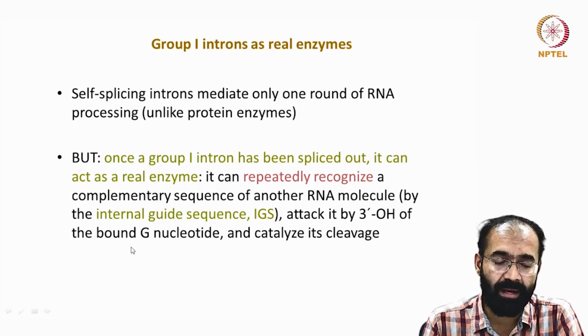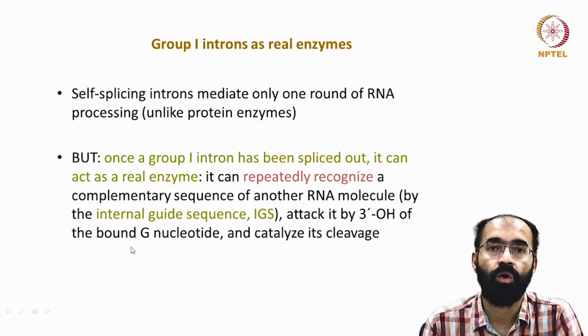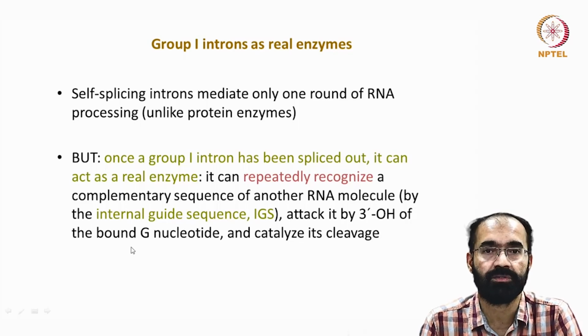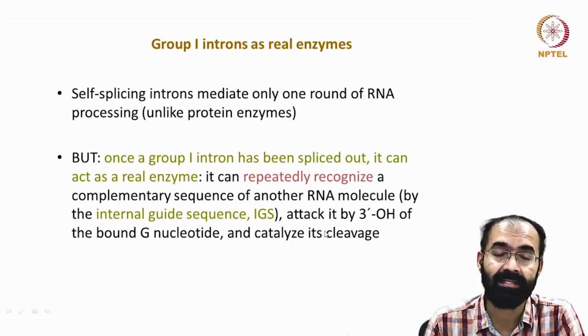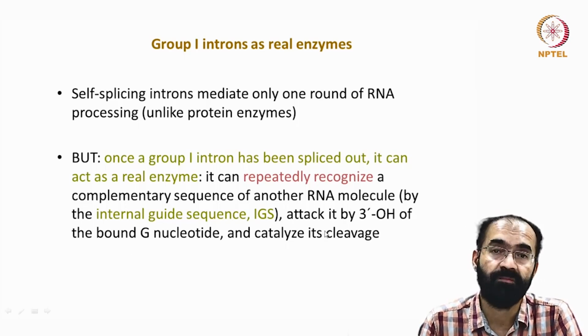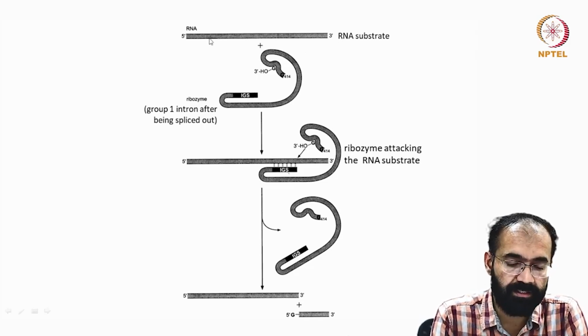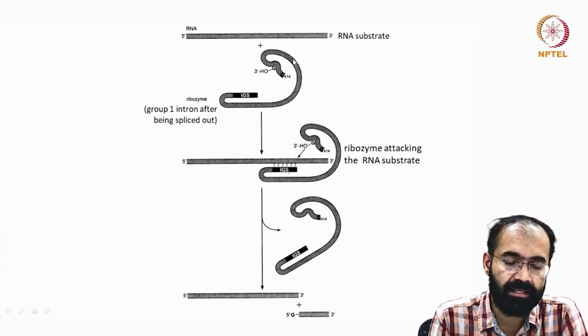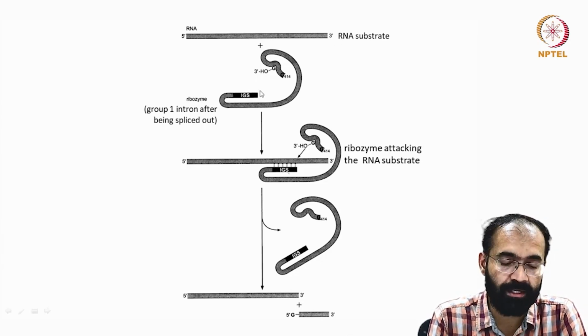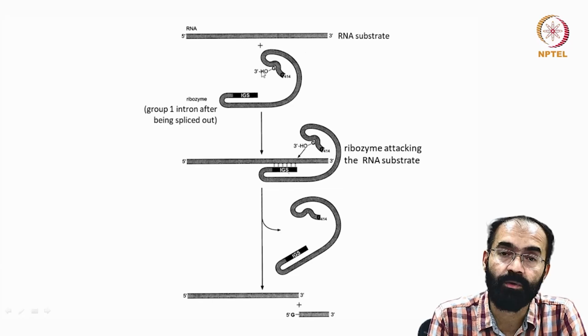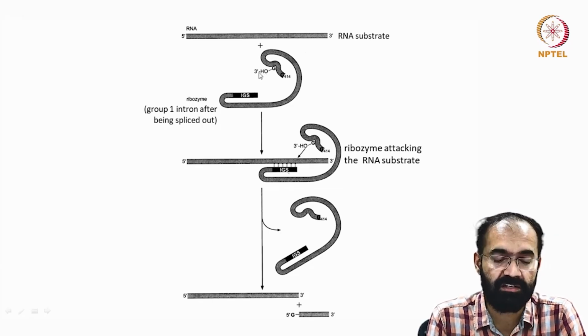Remember, this spliced out group 1 intron is holding an externally recruited guanosine whose 3' OH is always available for nucleophilic attack, and it can catalyze the degradation of various target RNA. Let us see how it is doing in detail. See, this is a target RNA and we call it an RNA substrate, in the topmost panel. And now this is a spliced out group 1 intron. It has an external G attached onto it whose 3' OH is also available for the biological function.